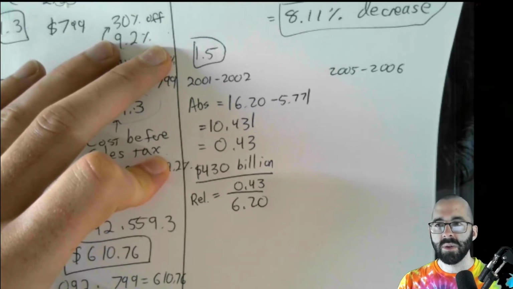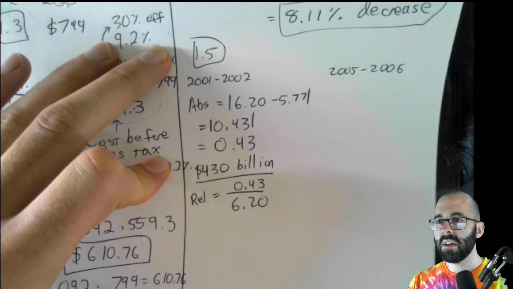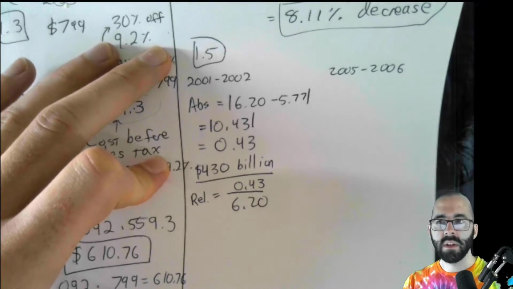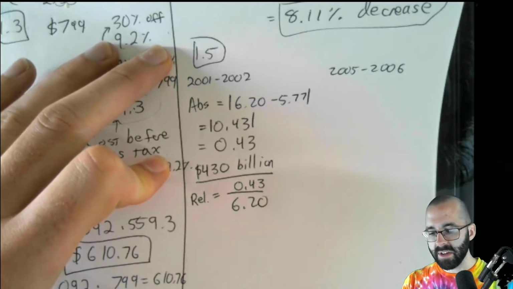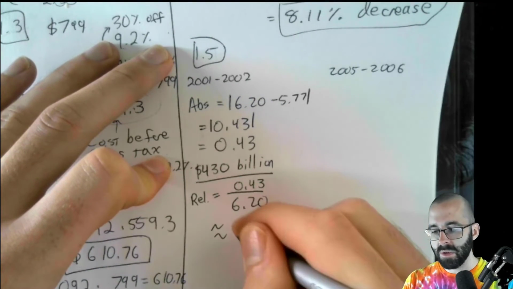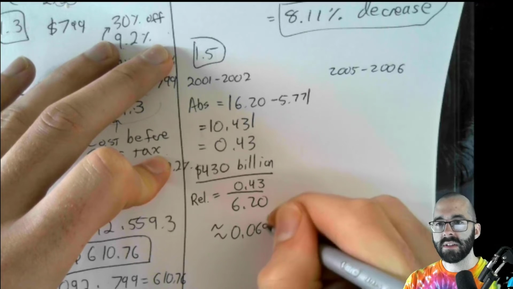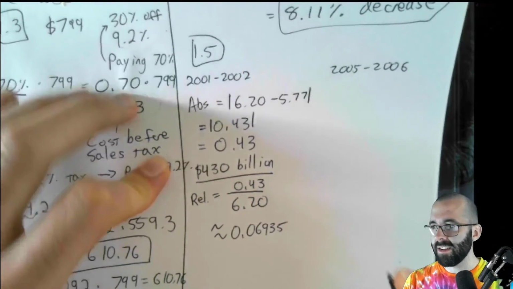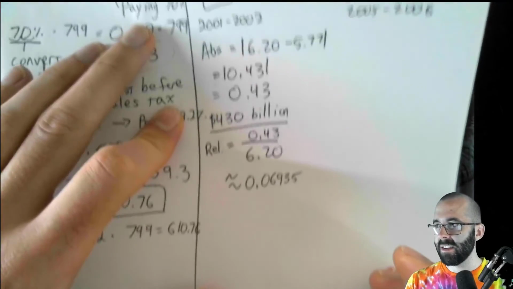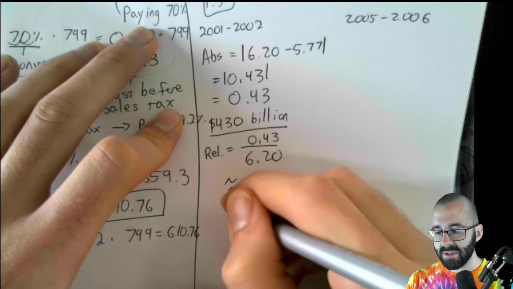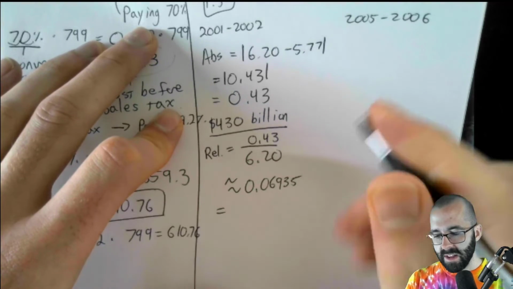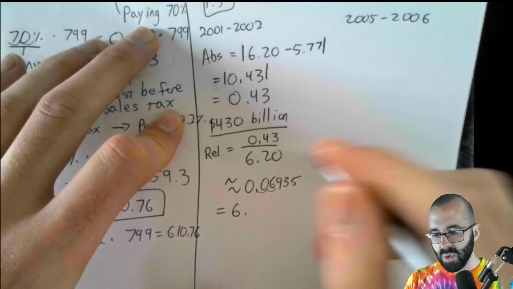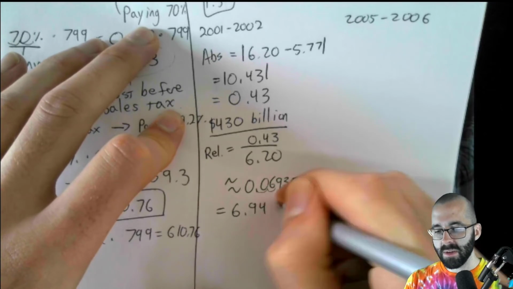Okay. We'll type that into a calculator. We'll get 0.43 divided by 6.2. And our calculator is going to give us that this is approximately equal to 0.06935. Convert that to a percent. And we'll say that is, again, move the decimal place twice to convert it, 6.94% approximately.